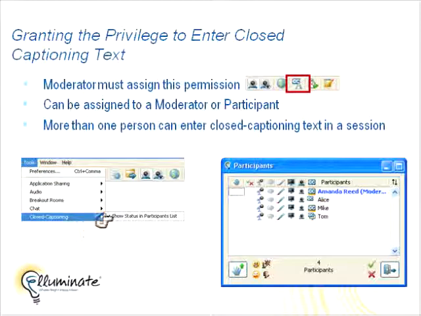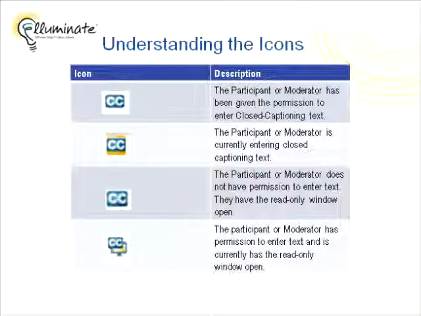Tools, Closed Captioning, Show Status in Participant Window is going to add the closed captioning column here, and from there you're going to see the icons out to the left of the various participants' names. Each one of these tells you something a little bit different about what that particular person can do with closed captioning. So for example, this indicates that the participant or the moderator has been given the permission to enter closed captioning text. That same icon with yellow around it indicates that the person is currently entering closed captioning text.